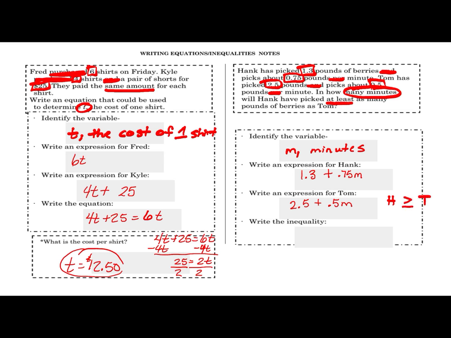So that's how we're going to write the expression. It's 1.3 plus 0.75m is greater than or equal to Tom's 2.5 plus 0.5m. Now we could solve that, but I just want you to focus on writing the inequality right now.